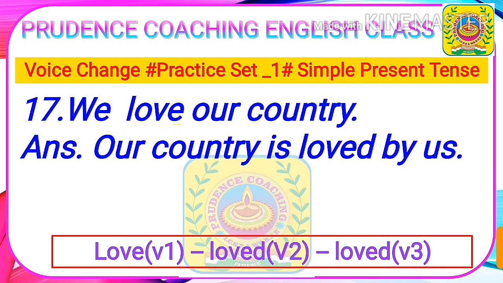And we need to write the V3 form or the past participle of the given verb. Love becomes loved in the V3 form. So we have written loved. After that we will use a preposition by and we will end with us. So our final sentence in passive voice will be our country is loved by us.